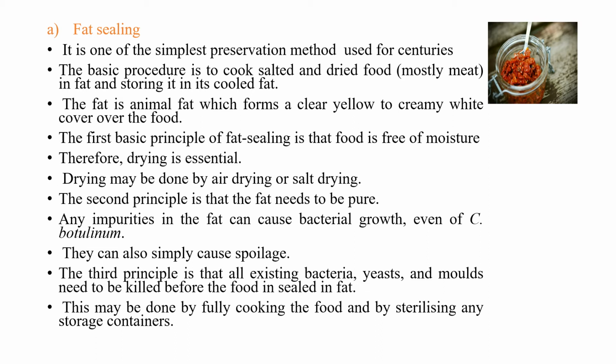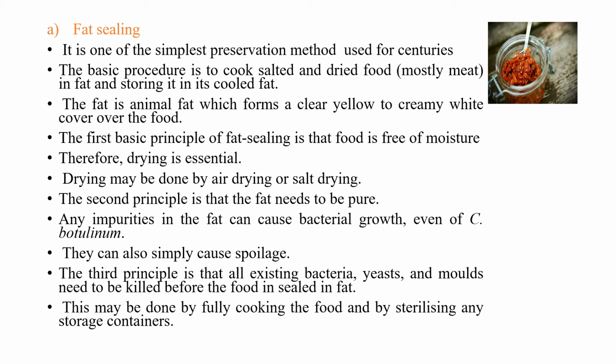So in meat and meat products we are first preparing it in the fat of that animal itself, and also we are cooling it and storing it in fat. And the fat will form a clear yellow to creamy white cover on the food. So since we are preparing the food in this animal fat, it will settle, or it will form a yellow to creamy white cover or layer on the surface of the food items.